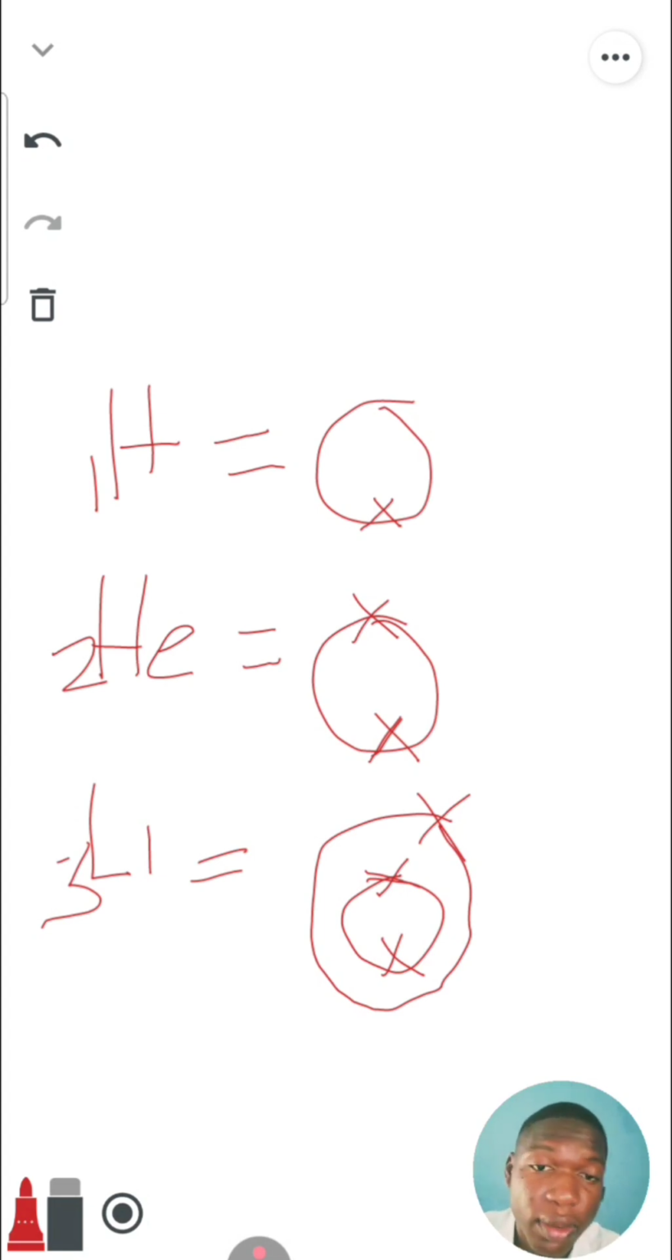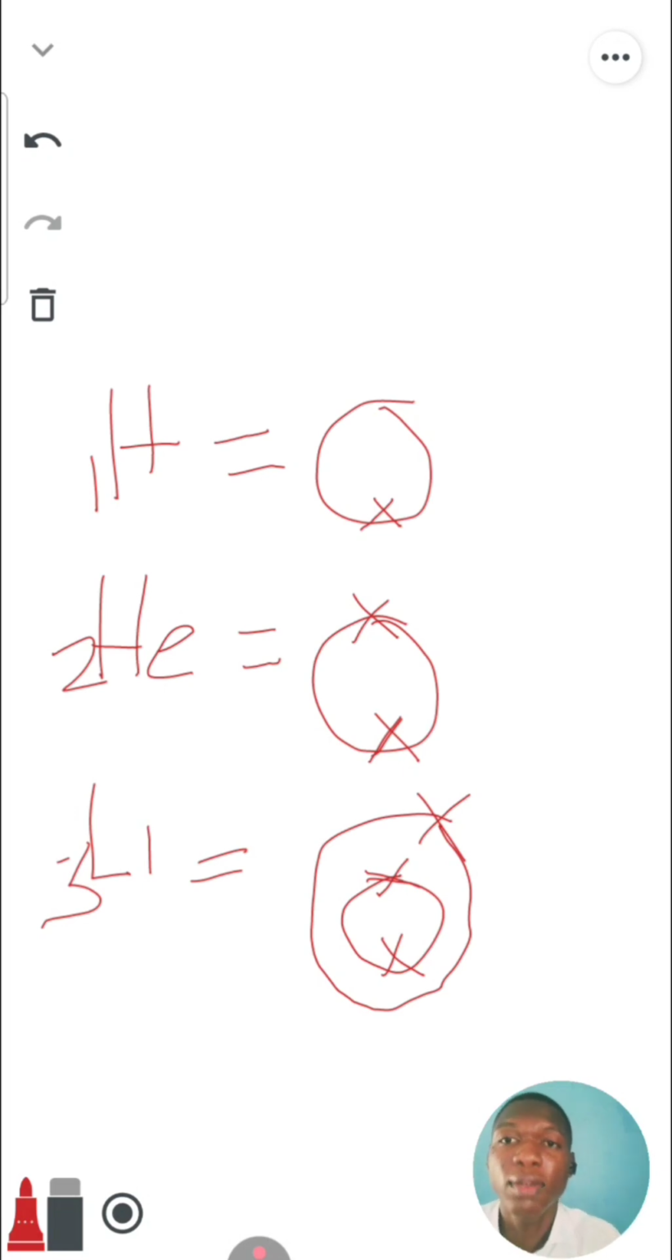And there's a reason for that. That's because the first shell can only take 2 electrons. Again, the first shell can only take 2. So once there are 3 or more, they have to move to the next shell. The first shell cannot occupy 3 electrons. So the third one had to move to another what? To another shell. Is that okay now? That's how they arrange themselves.